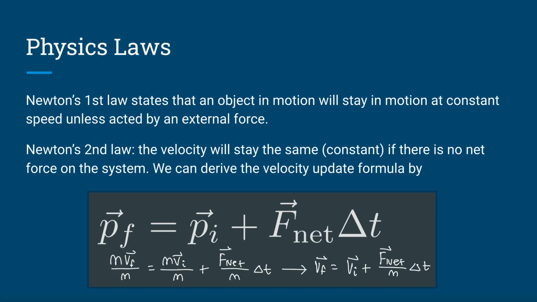Just to recap on our physics laws, Newton's first law states that an object in motion will stay in motion at constant speed unless acted on by an external force. Newton's second law states that the velocity will stay the same if there is no net force on the system. With this, we can derive the velocity update formula by first looking at Newton's second law and dividing it by mass, which gives us the final velocity is equal to the initial velocity plus F net divided by m times delta t.